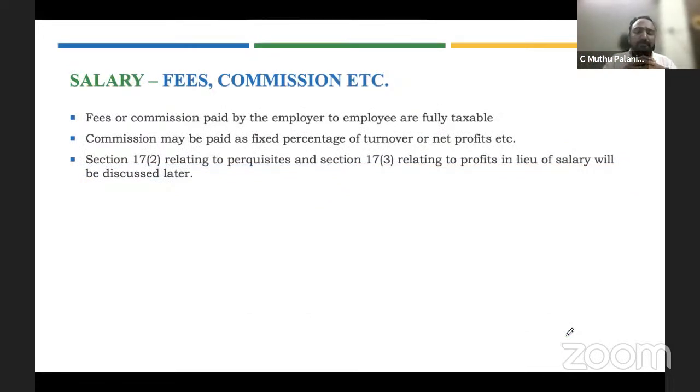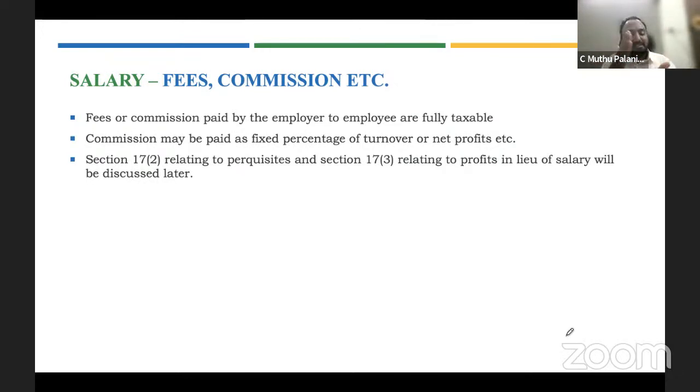So next component, fees or commission. This is also discussed in 17.1, but it will also be separately discussed in perquisites and profits in lieu of salary. So basically, what do you mean by commission? Let's say I'm an employee. My employer tells me this is your fixed fee, but depending upon the turnover that you're making, I'll give you a commission depending upon the volume or whatever it is. For example, let's take Swiggy or Zomato. Their bonus or incentive is based on the number of deliveries made in the day. Similarly, commission is nothing but extra reward for doing something. Whatever is received by the employee is fully taxable.